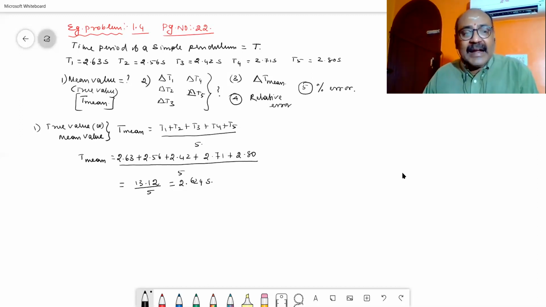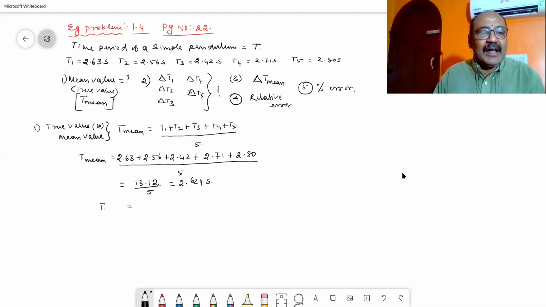See, all the data have only 3 significant figures. So the answer should also have 3 significant figures. So I am writing the mean value of the time period, T mean, is equal to 2.62 seconds. This I am taking as the mean value, T mean.